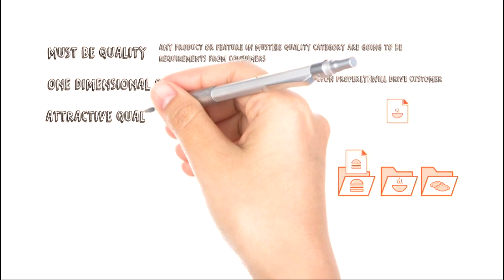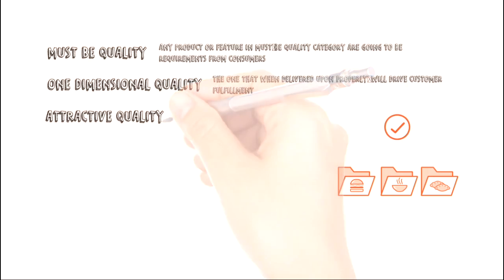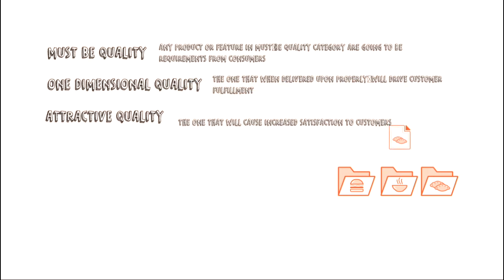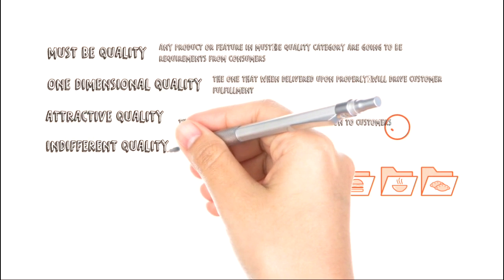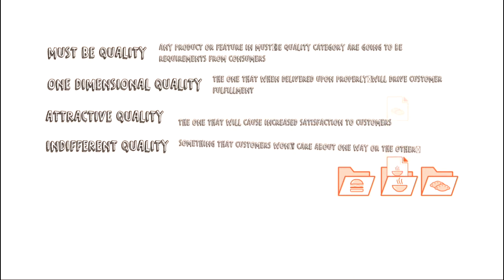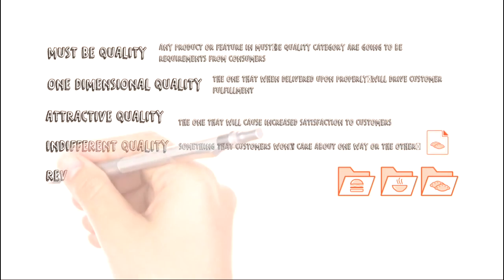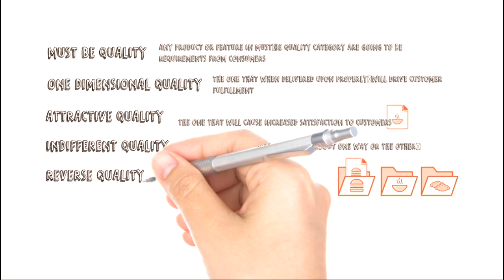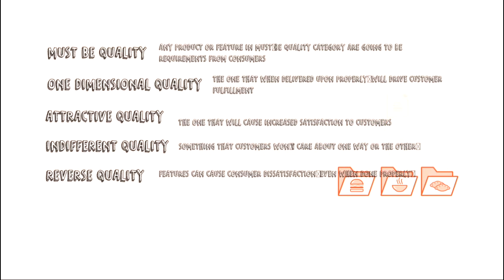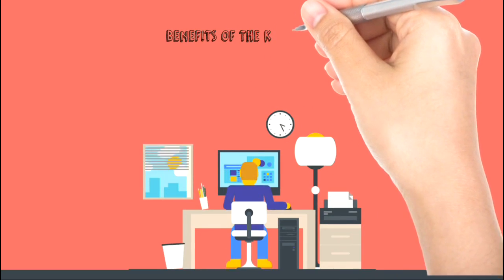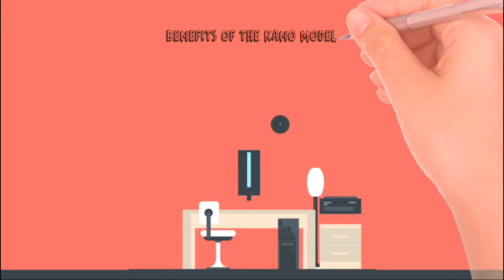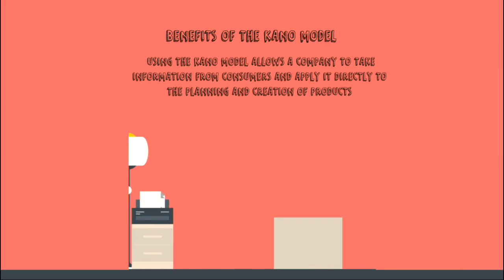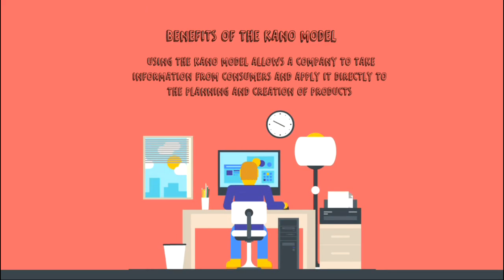Attractive quality, the one that will cause increased satisfaction to customers. Indifferent quality, something that customers won't care about one way or the other. Reversed quality, a feature that can cause customer dissatisfaction even when done properly. Benefits of the Kano model: using the Kano model allows a company to take information from customers and apply it directly to the planning and creation of products.